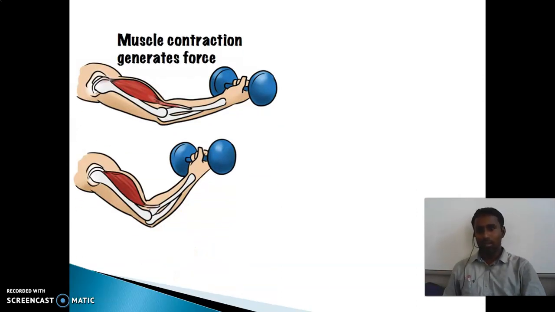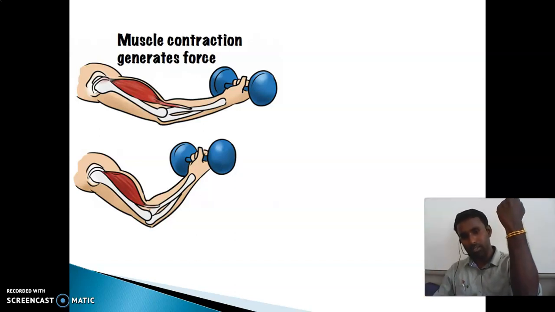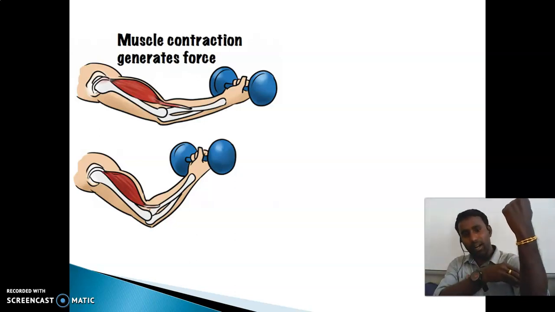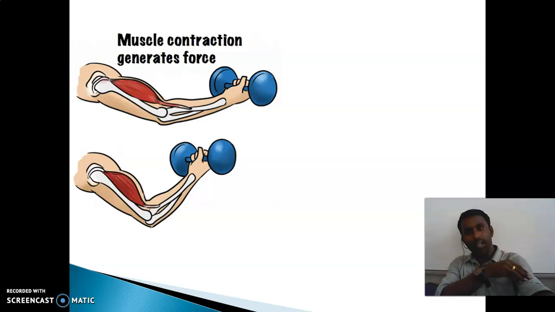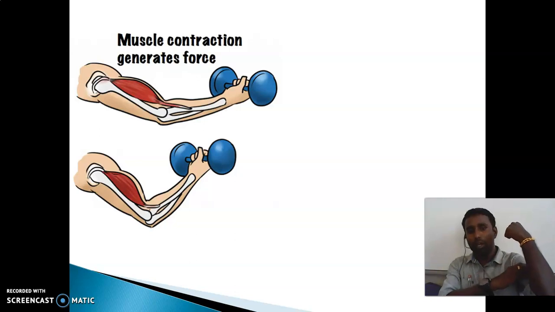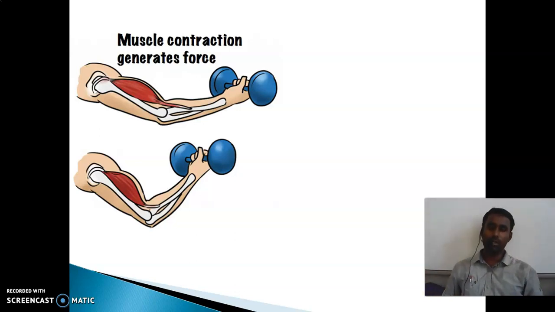See here. While we are lifting dumbbells, at that time there is muscle contraction. Somewhere around here the muscles are contracted. Then when you release, you relax, and the muscles are expanding. When you move your hand like this, you get a bulged portion here because of the contraction of the muscles.